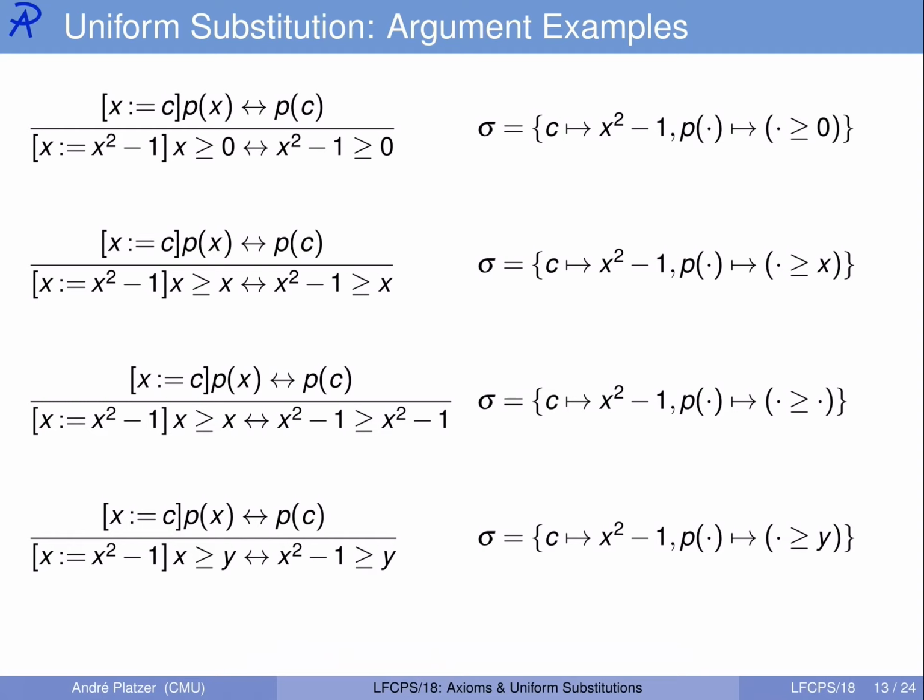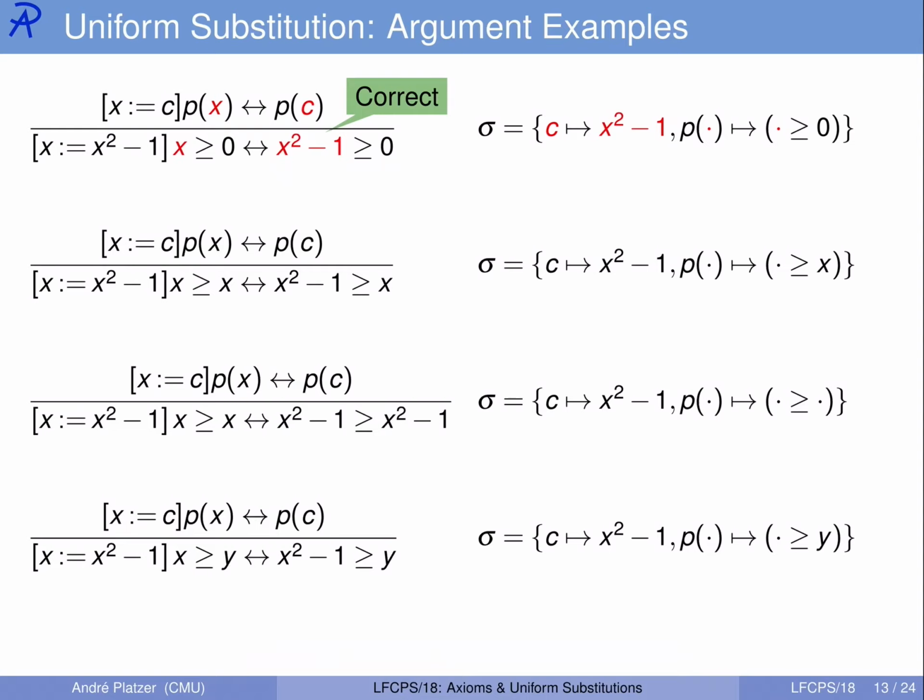So if we do this here, c will be replaced by x squared minus 1, p of x will be replaced with x greater or equal to 0, so compare argument to 0 with greater or equal. Whereas over here, p of c will be replaced with compare the argument to greater or equal to 0. Hold on, the argument is actually c, right? x squared minus 1, so that will be compare x squared minus 1 with 0. And that, of course, is a correct replacement.